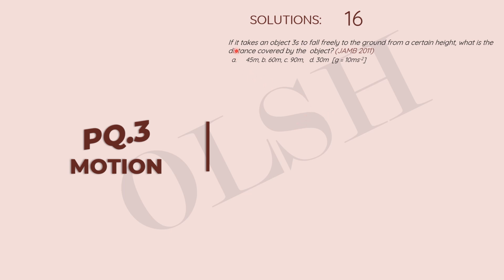Okay, so if it takes an object 3 seconds to fall freely to the ground from a certain height, what is the distance covered by the object? So we see this is another question that has to do with gravity. Let's consider our variables. We have time to be 3 seconds, and we are asked to find height, but we're also given gravity. So what formula can we use to solve this? We can use h equal to ut plus or minus half gt squared.